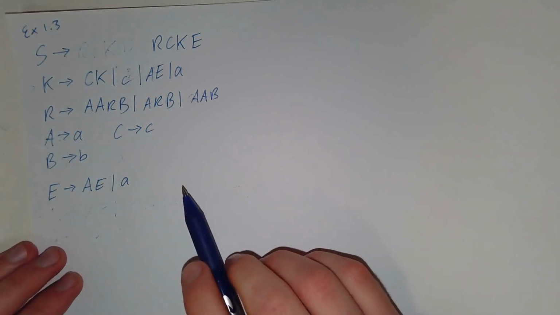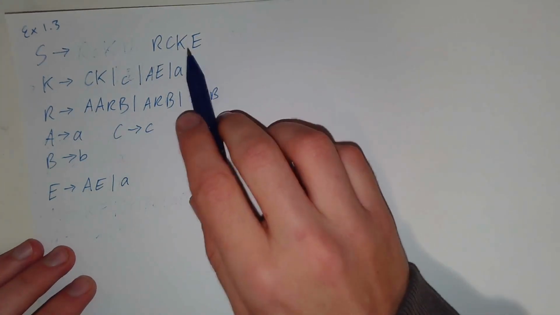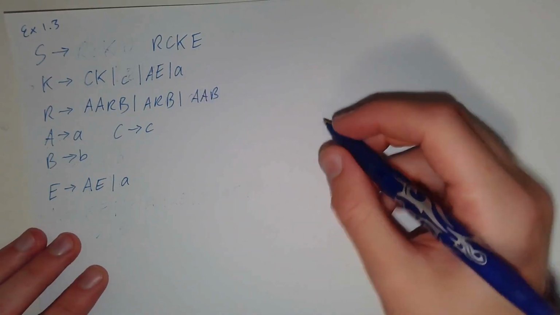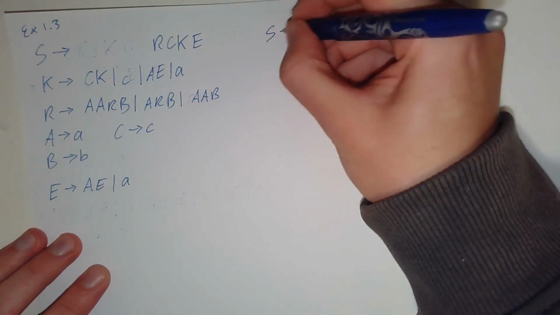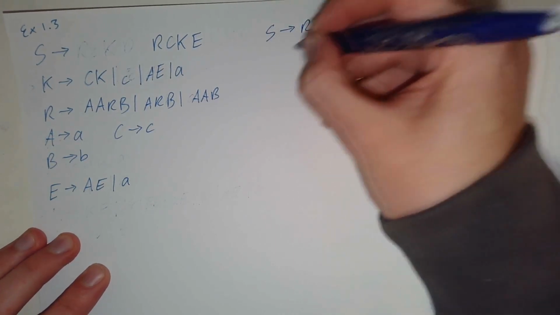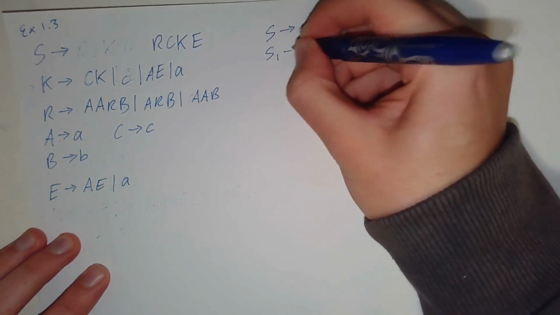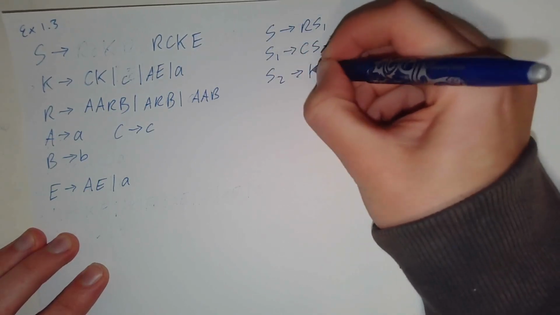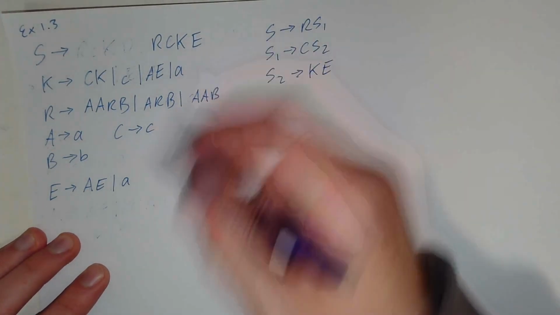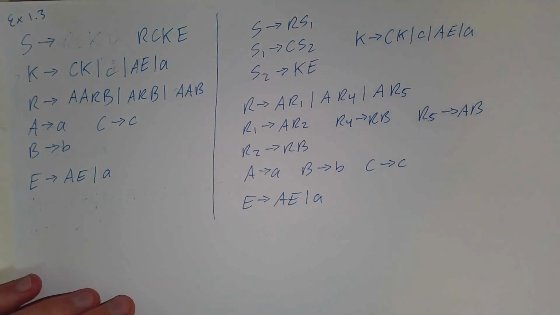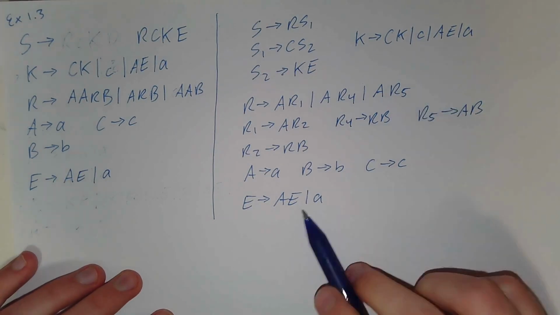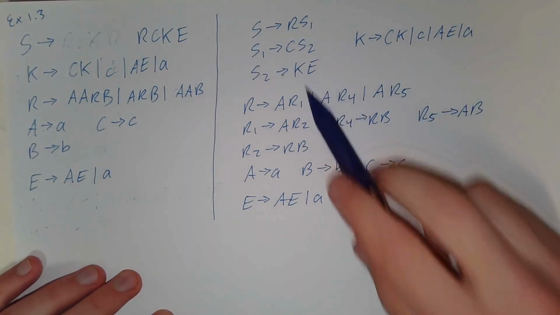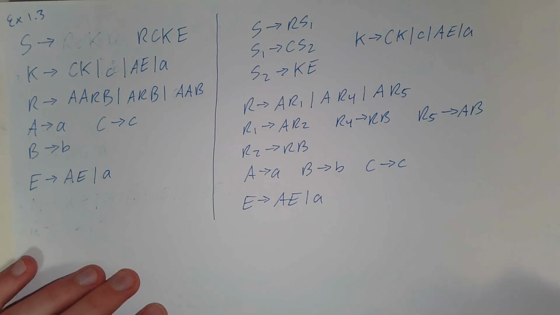So the last thing to do is to break up the larger productions into shorter productions. So instead of S goes to R, C, K, E, we can write S goes to R S1, S1 goes to C S2, and S2 goes to K E. And then we rinse and repeat for all the other productions. And there we go. You'll note that K and E didn't have to change because their productions were already in the correct form. But for S and R, we had to break them up into little steps.